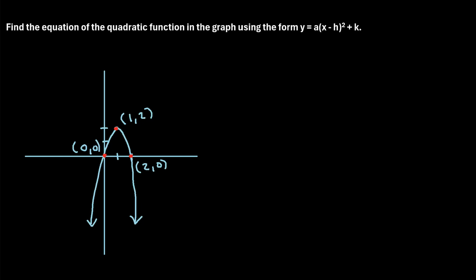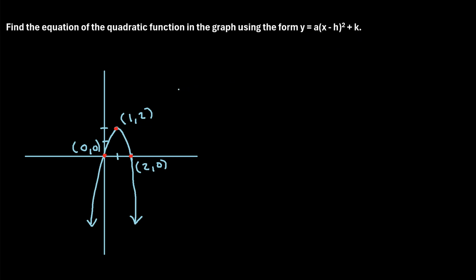This question says, find the equation of the quadratic function in the graph using the form y equals a times (x minus h) squared plus k. So we have this quadratic function shown in a graph, and we want to figure out what the equation of this quadratic function is. This form is known as vertex form.